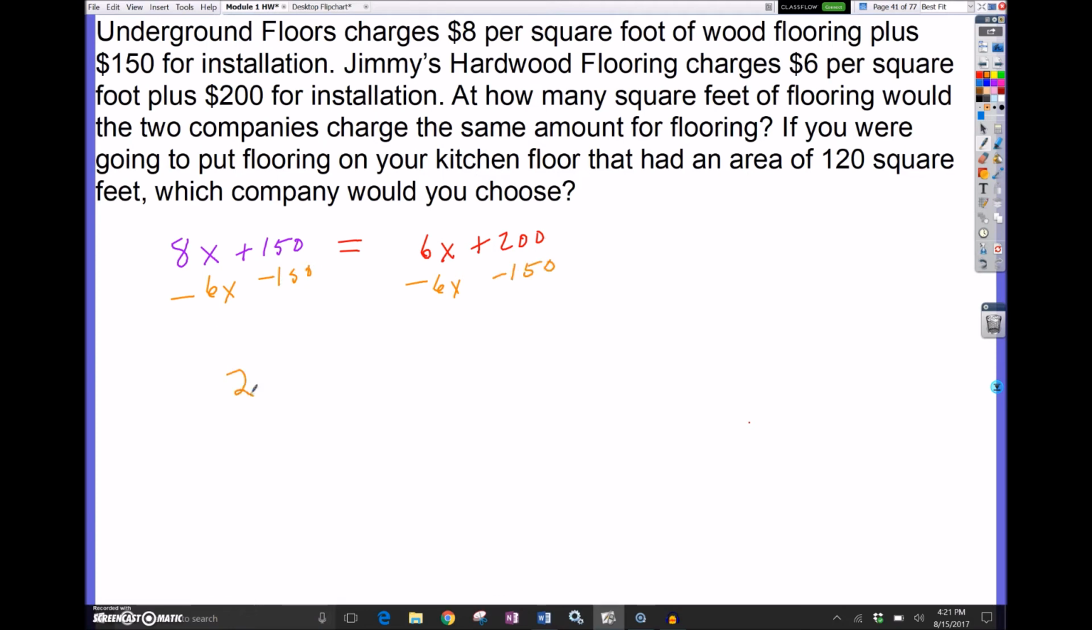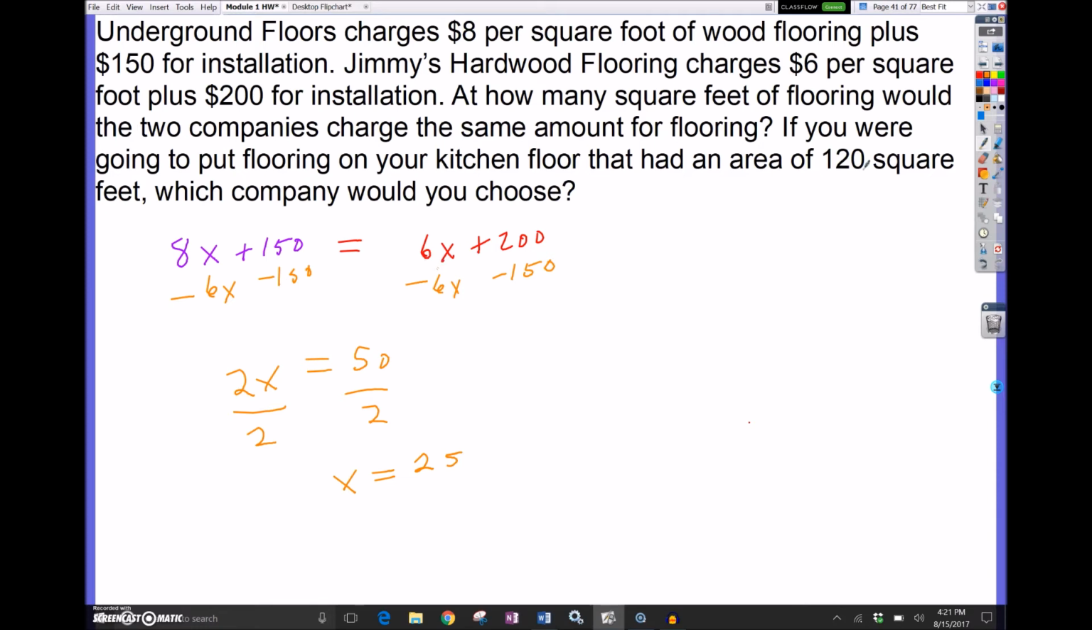So that means I'm going to have 2x is equal to 50. And then I'm going to solve for x by dividing both sides by 2. And that means I'm going to have x is equal to 25. So that means if I'm having a small bathroom installed that's 25 square feet, I could choose either company and they'll be the same exact price.